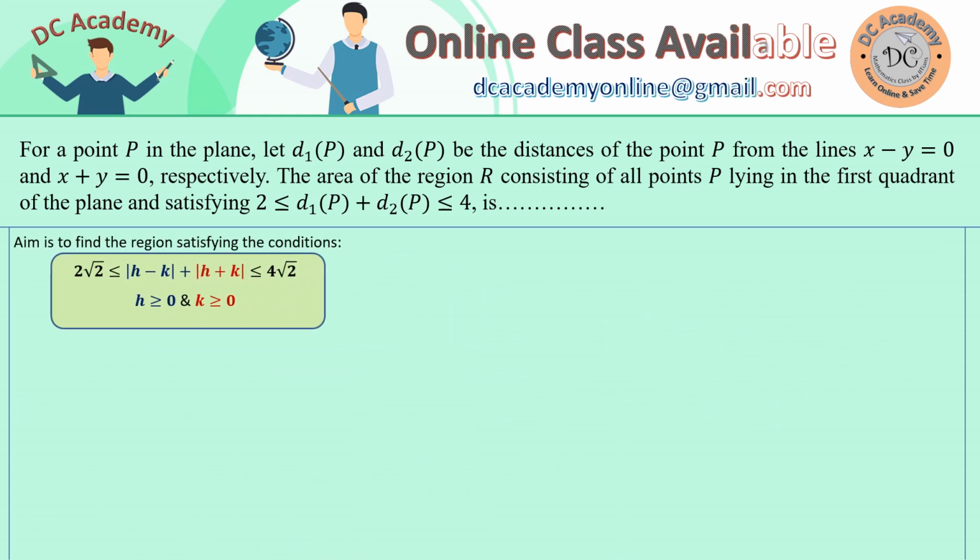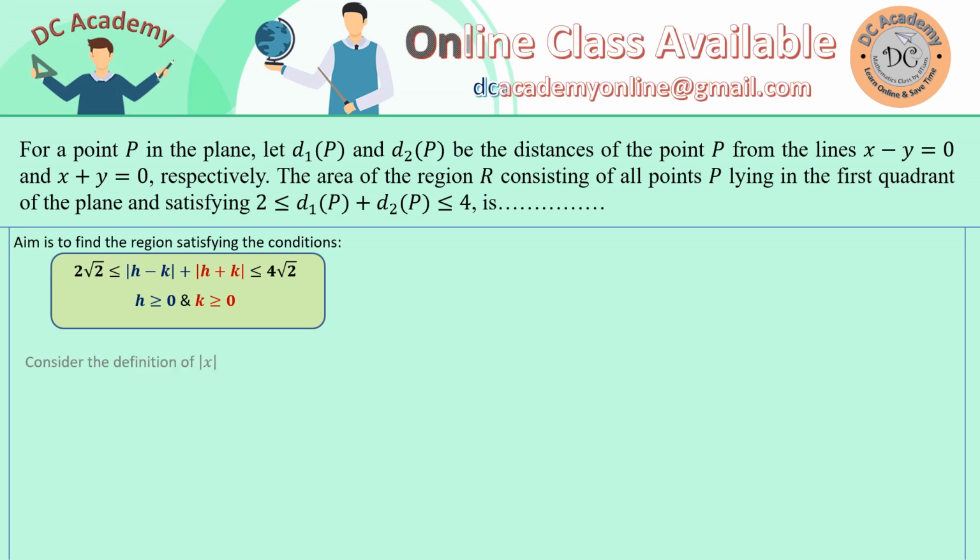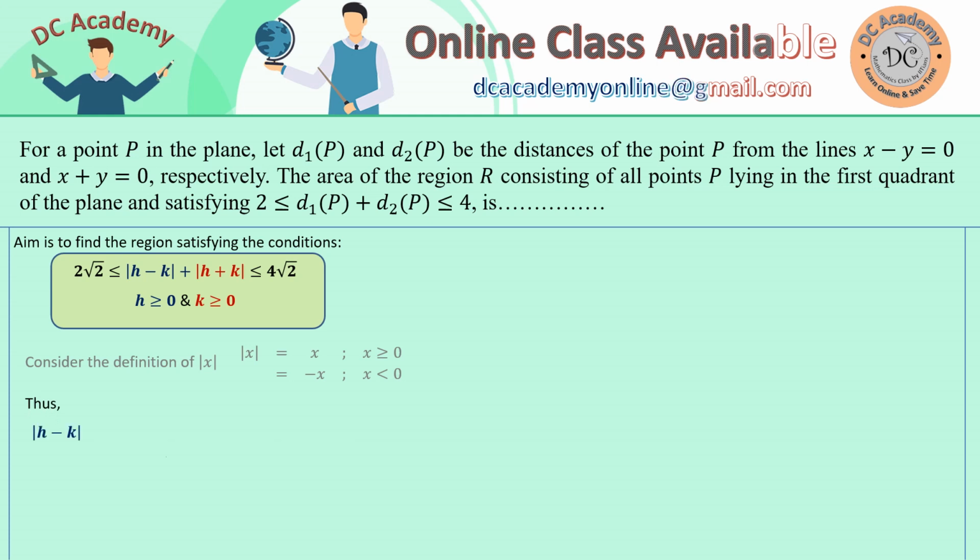Now observe that here, as I said, we are having the mod function. So first we consider the definition of the mod function. What is the definition of mod x? It's equal to x when x is greater than or equal to 0, and minus x when x is less than 0. Now in the case of mod of h minus k, we just replace x by h minus k.